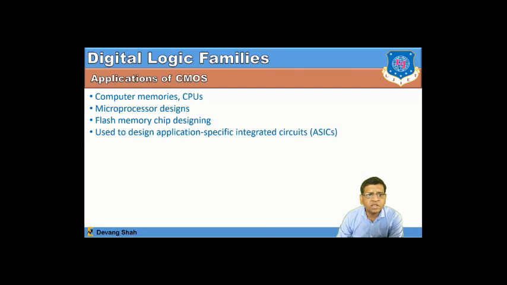Applications of CMOS are computer memory, CPUs, microprocessor design, flash memory chip design, and designing application specific integrated circuits like ASICs. Right.